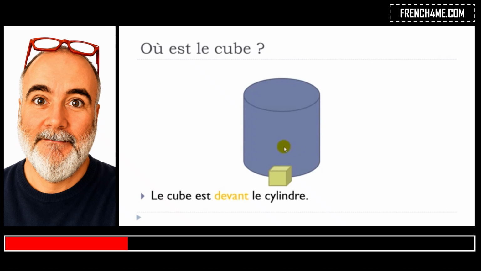Okay, in front of. Le cube est devant le cylindre. Le cube est devant le cylindre. And now, behind, it's not possible to see it, that's the reason why. Le cube est derrière, so behind, le cylindre. Le cube est derrière le cylindre.